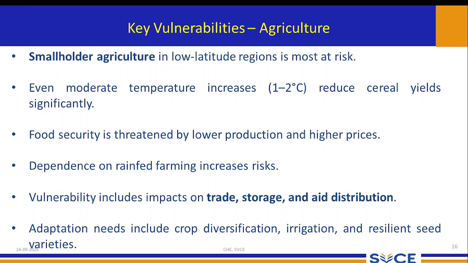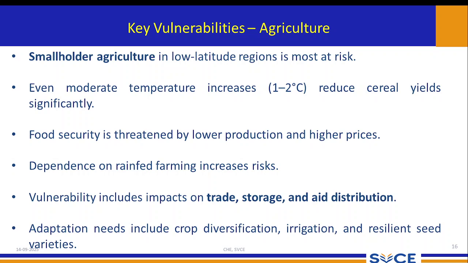Dependence on rain-fed farming increases risk. Vulnerability includes impacts on trade, storage, and aid distribution. So vulnerability includes impact on trade. If you have more cultivation, obviously you can sell it to other countries. If you don't have enough food, what is the thing? You need to import. We could not export. So obviously the trade will be affected.